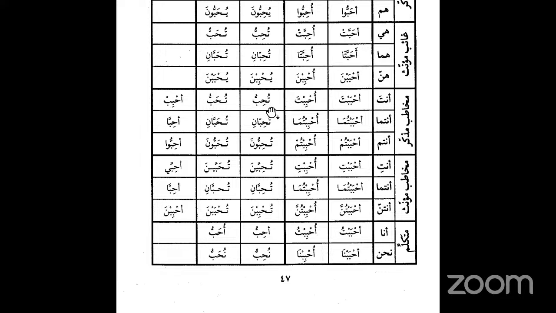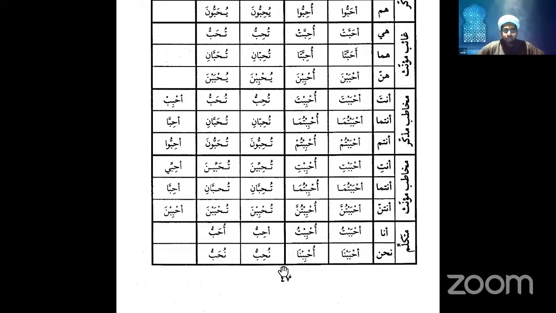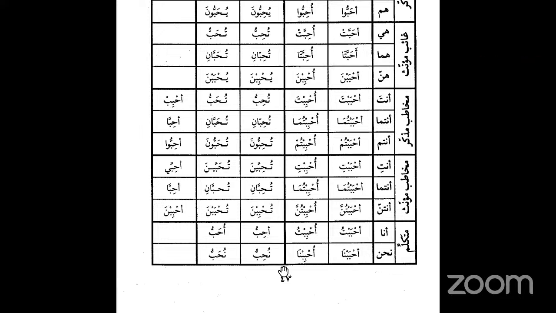Anta tuhibbu, antuma tuhibbani, antum tuhibbuna, anti tuhibbina, antuma tuhibbani, antunna tuhbibna, ana uhibbu, nahnu nuhibbu. Excellent. Is that clear for you? Yes. Okay. Now the amr itself.